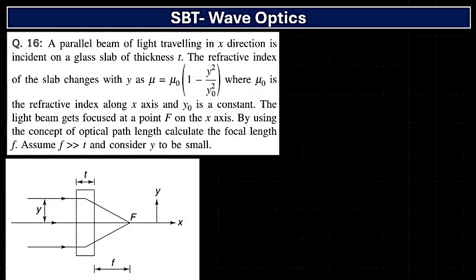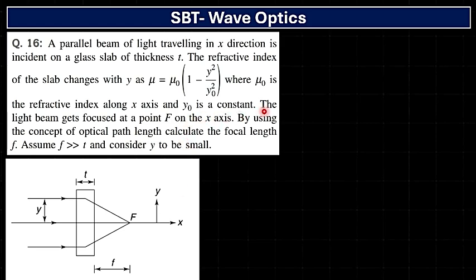Now we also have a very good question. This is a very good question of SBT wave optics. This question says a parallel beam of light traveling in the x direction is incident on a glass slab of thickness t. The refractive index of the slab varies with height y as mu equals mu naught times (1 minus y squared by y naught squared), where mu naught is the refractive index along the x-axis and y naught is a constant.